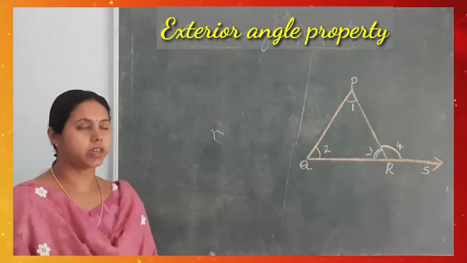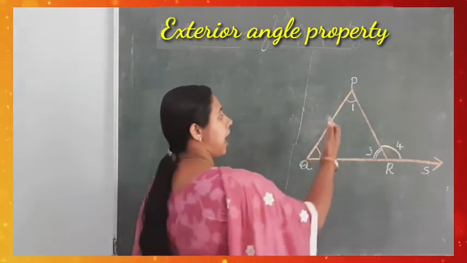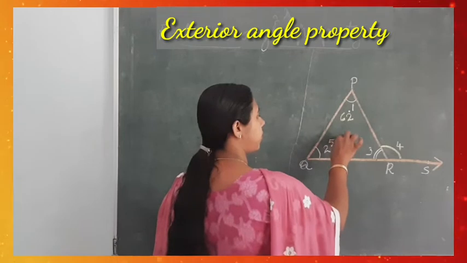Using this theorem, we can solve some problems also. Suppose angle 1 is equal to 62 degrees and angle 4 is equal to 54 degrees.